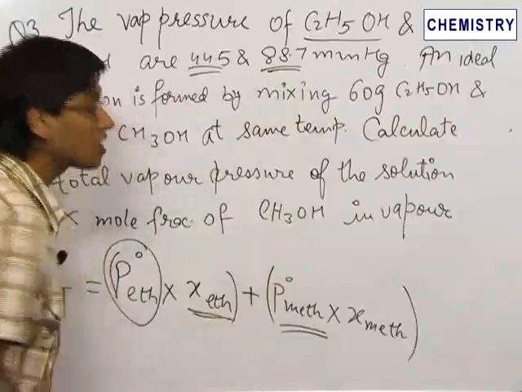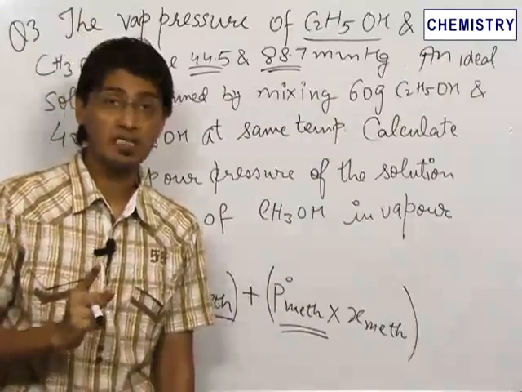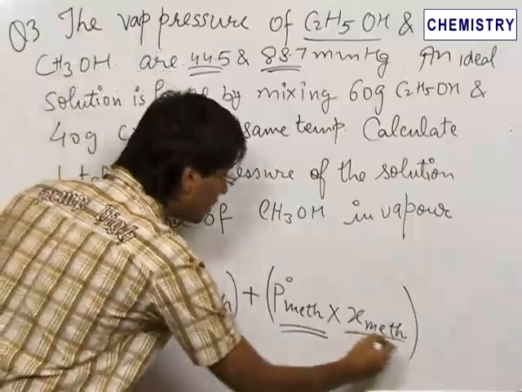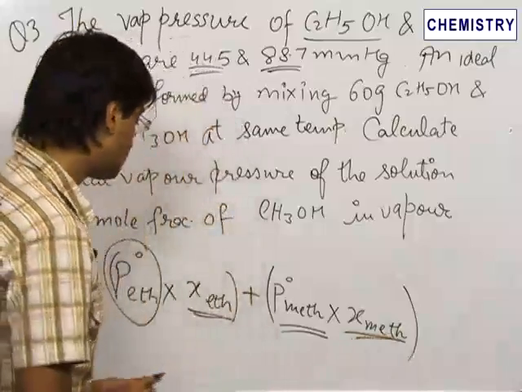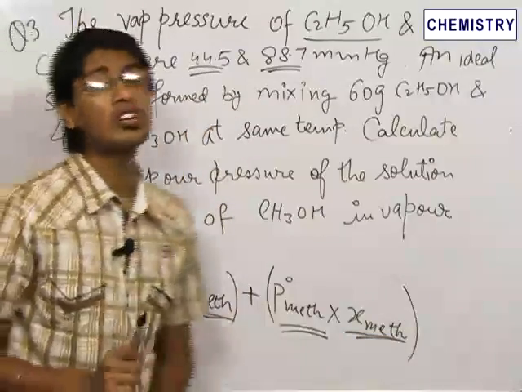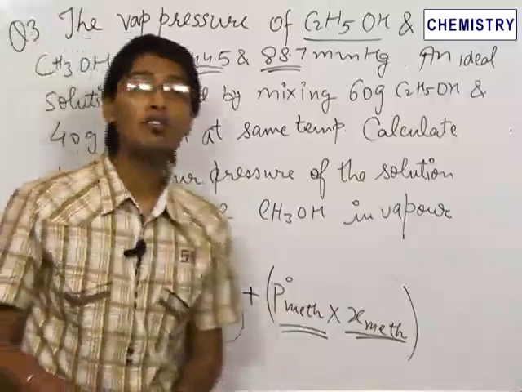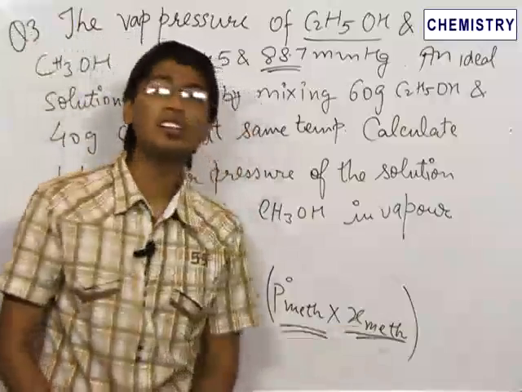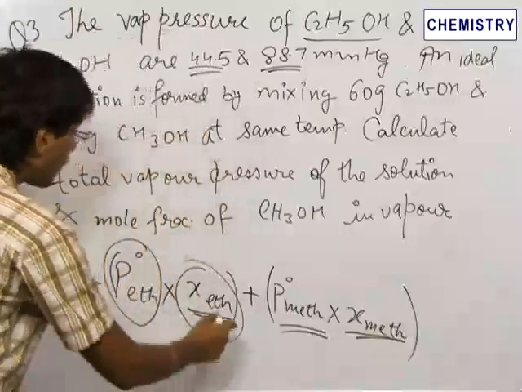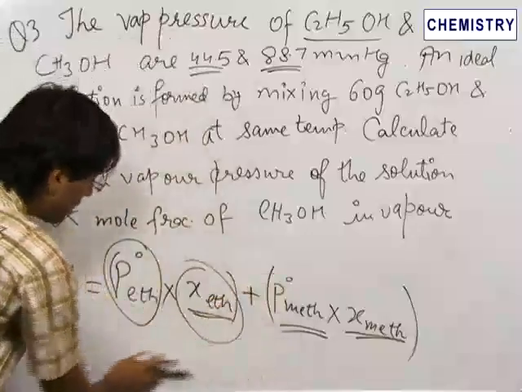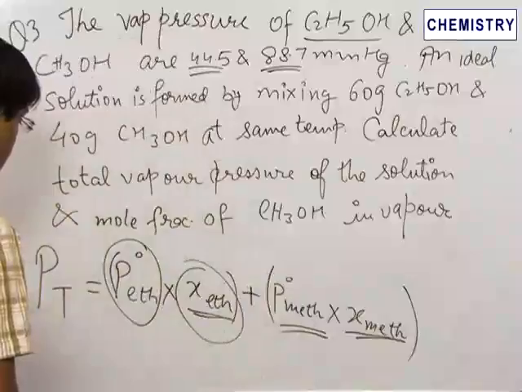This is the mole fraction of ethanol in the solution state. Mind it is in the solution state and not in the vapor state. And this is the mole fraction of methanol again in the solution state. Mind you, most of the students commit mistakes by confusing this thing with the mole fraction of ethanol and mole fraction of methanol in the vapor state. But these are in the solution state. So first of all, we have to find the mole fraction in the solution state. Then we'll try to find out in the vapor state.